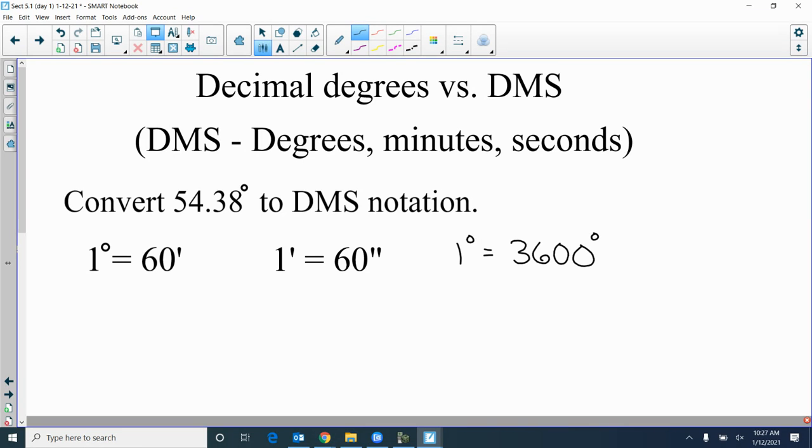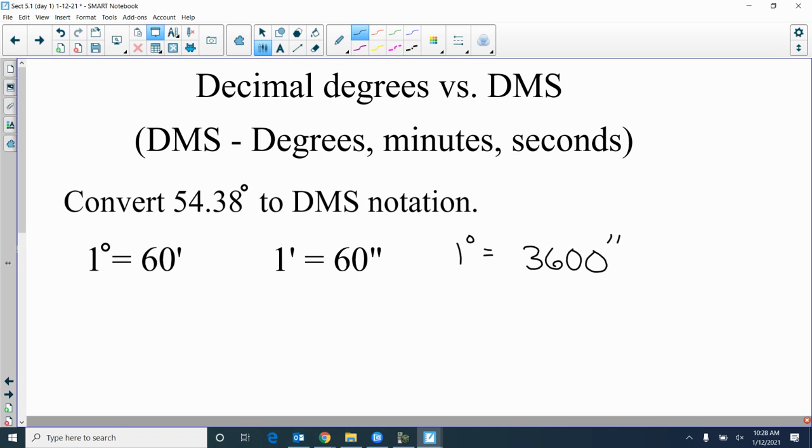Now, think about that. Each degree, we cut into 60 minutes, and then you cut each minute into 60 seconds. So 60 times 60 gives you that 3,600. So every degree I can cut into 3,600 seconds.